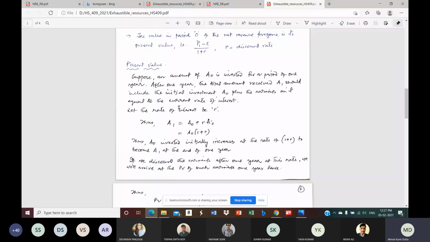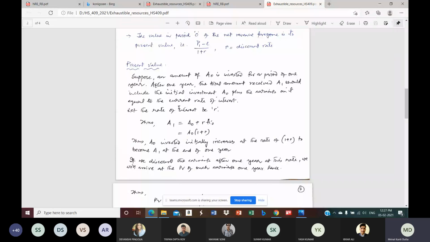So till the period the earnings are coming in, we can have the present value of A1, which is discounted at the rate of R. So A1 divided by 1 plus R will give us the present value of the earnings which will be earned after 1 year.